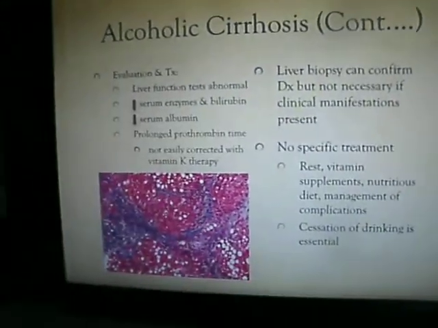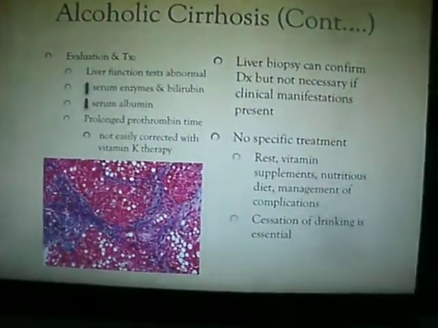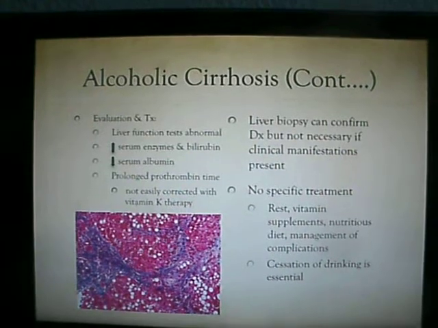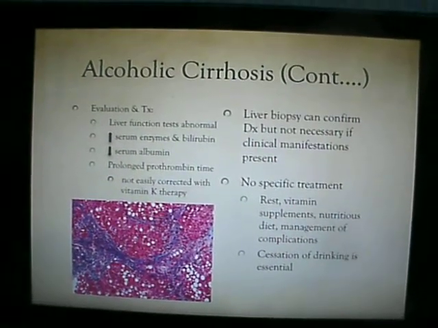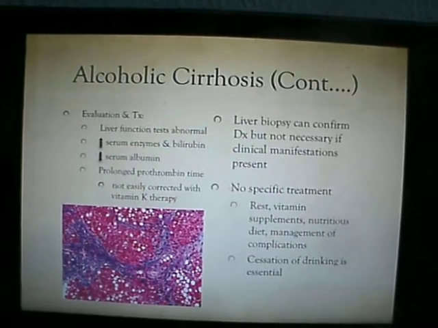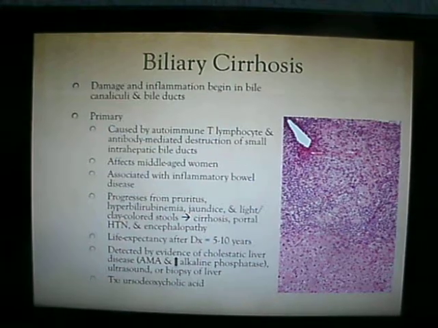There is no specific treatment, however, so we focus on things such as rest, vitamin supplements, a nutritious diet, management of complications, etc. And the key fact here is that it's entirely essential to stop drinking, because once you stop drinking, that can prevent the alcoholic cirrhosis from progressing any further. But as I said, it is a disease in which the damage that is done cannot be undone.